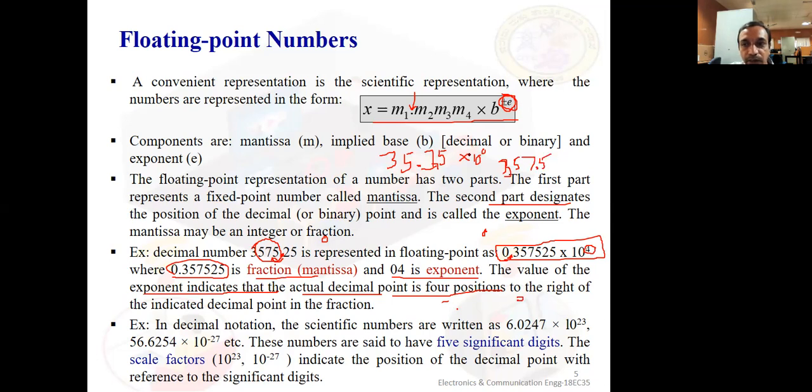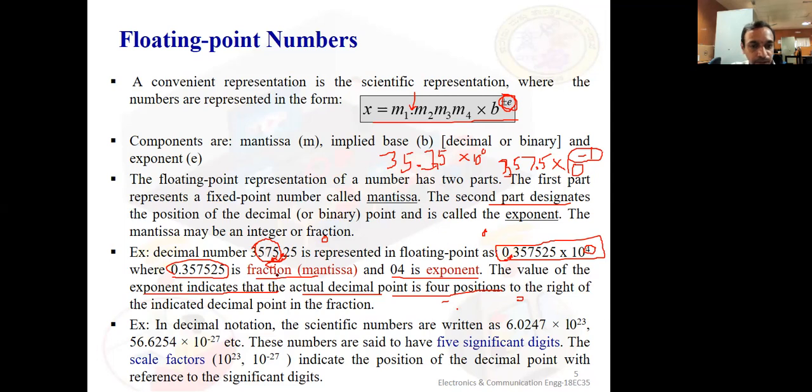But 357 is not my number. 35 was my number. So I have to divide it by 10. It is as good as multiplying by 10 power minus 1. So when I move the decimal point or the binary point towards the right, the exponent is in negative form. When I move the decimal point to the left, the exponent is a positive integer. The exponent is always an integer, please remember that. The mantissa may be an integer or a fraction, but the exponent is always a signed integer.